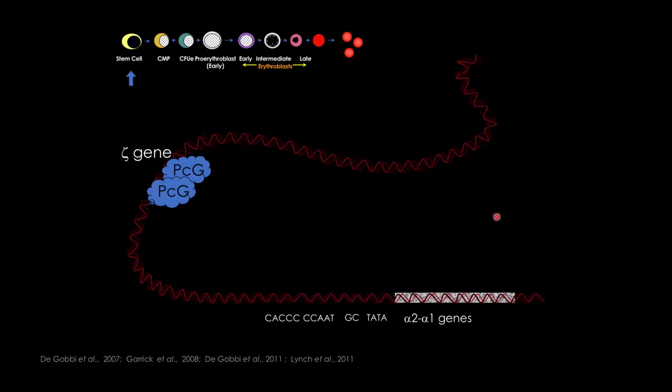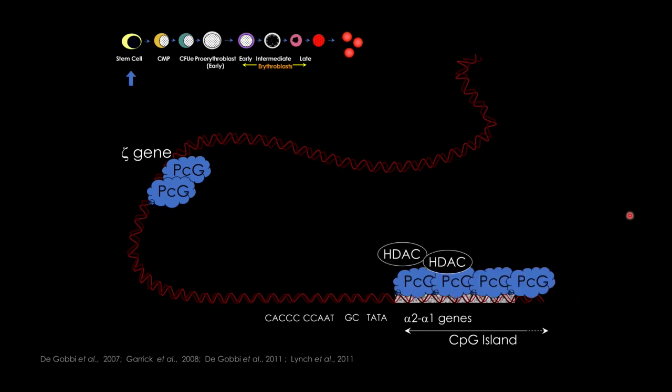So the first thing to know is that there are two genes in this locus. The first gene is an embryonic gene, the zeta gene, which is not expressed in adult cells. And then the two alpha genes. So these are two genes, 99% identical. And these are covered by CpG islands. And CpG islands have been shown to recruit repressive complexes as well. So in non-erythroid cells, the gene is repressed by polycomb group proteins.